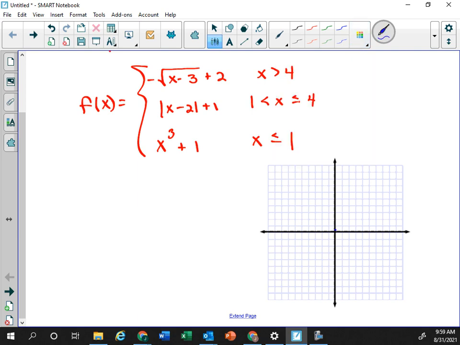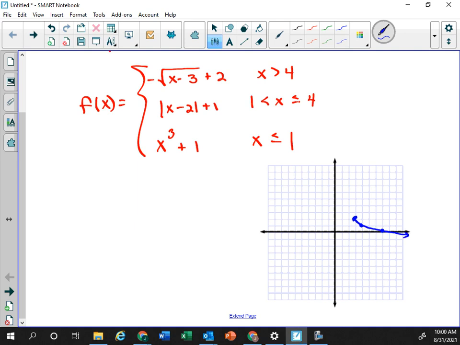So if you think about your parent graph dots, 4, just throw those on there. I'm flipping it over the x-axis. I'm going right 3, 1, 2, 3, and up 2. So flip, right, 1, 2, 3, up 2. So let me get rid of those initial dots. So that's, if I was graphing the entire thing, that's what the first graph would look like.